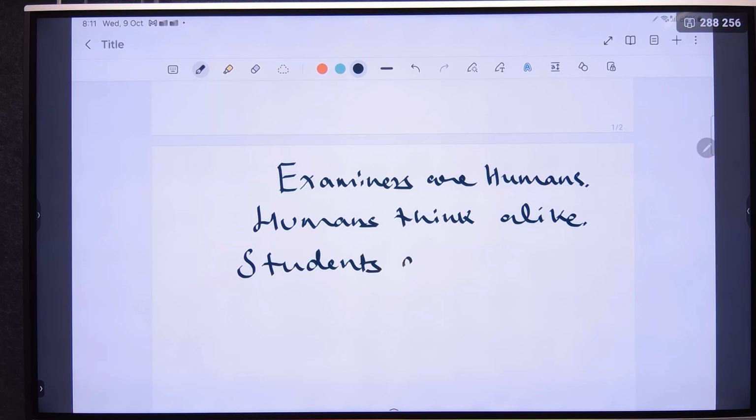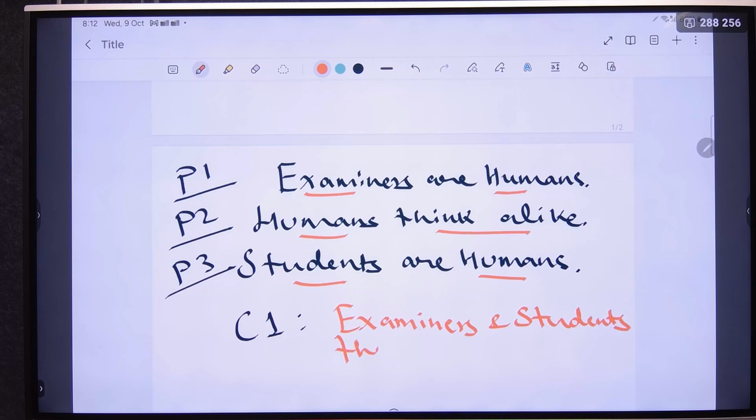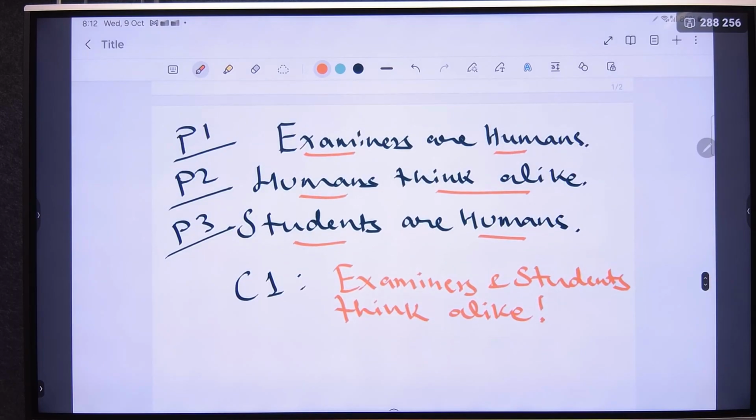Students are humans too, or you are not. You must be humans. So therefore P1, P2, P3. तो हम conclusion एक निकालते हैं. C1 क्या निकालेंगे? So I am sure you would be knowing the answer. Will you agree to this or not? That's debatable, but still. What I'm trying to arrive at through the process of logical reasoning which we learned in the last class is P1, P2, P3, premises and conclusions.